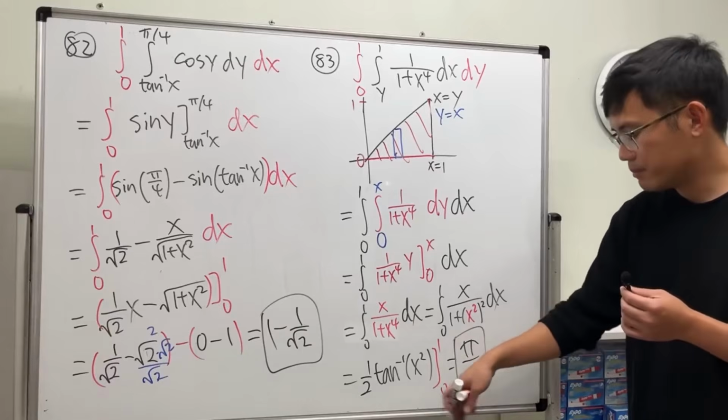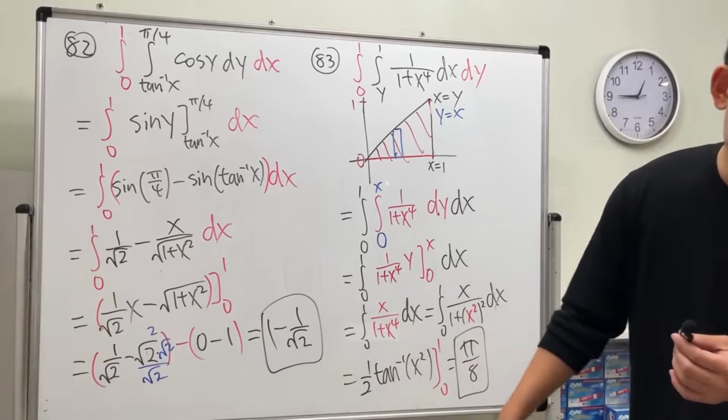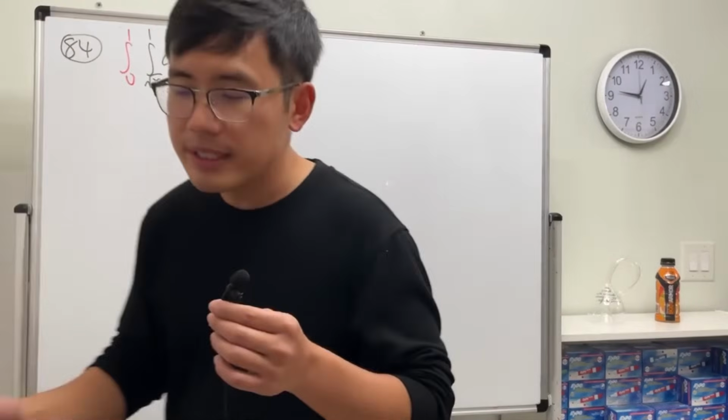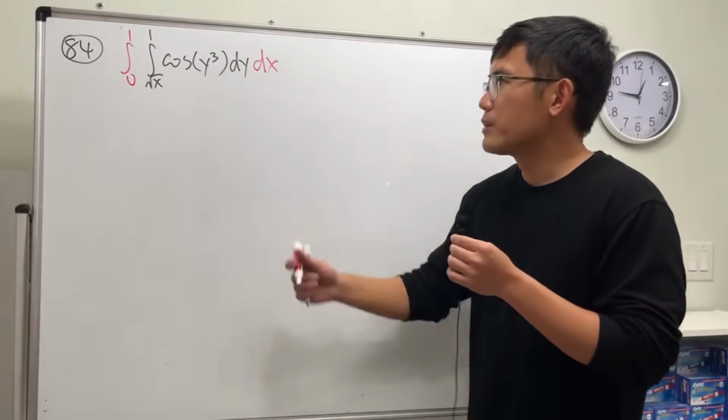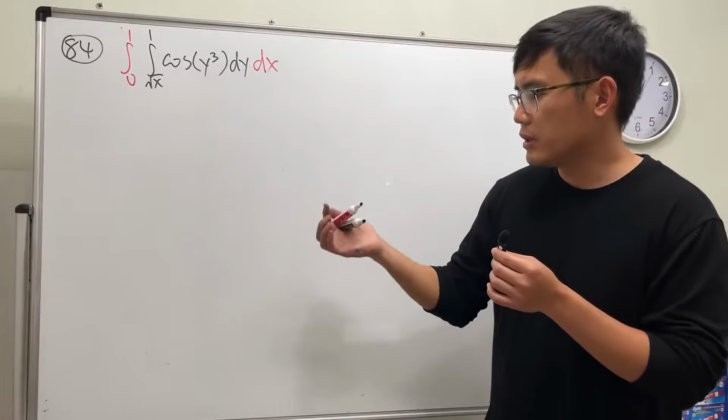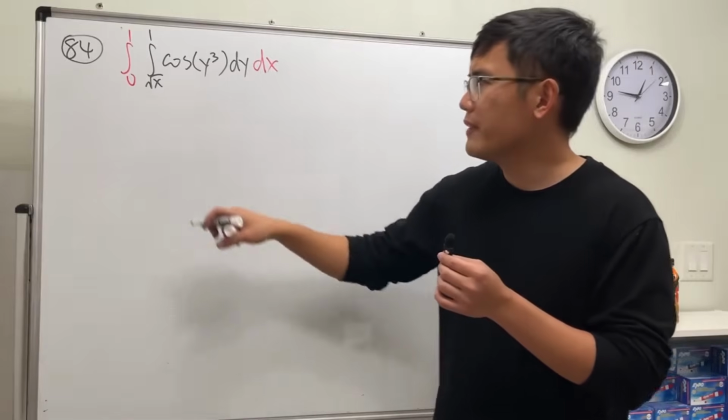Divided by, plugging in 0 is 0, so it's pi over 8. That's the answer. So again, in this case, it's not possible to integrate cosine of y to the third power in the usual sense. So again, let's change the order of integration.